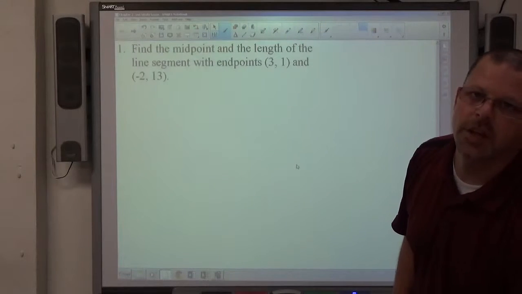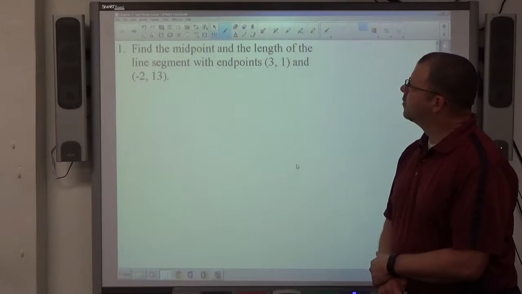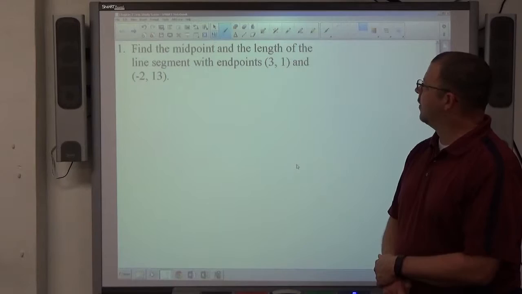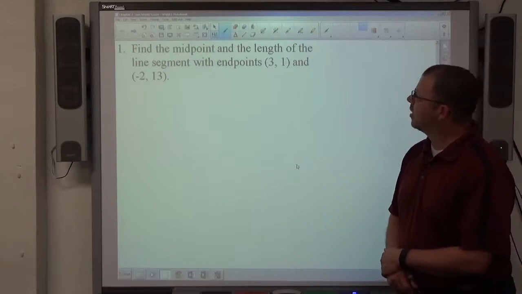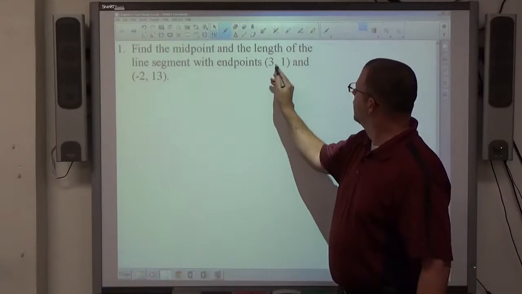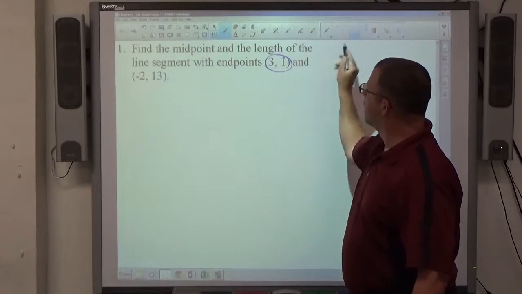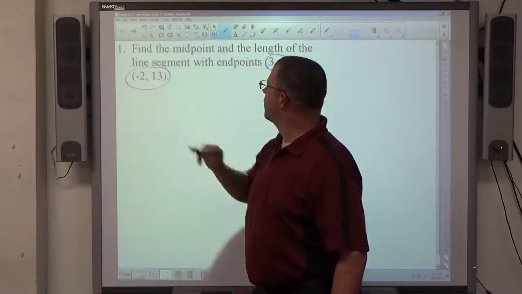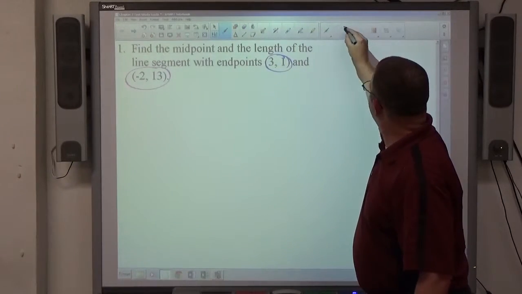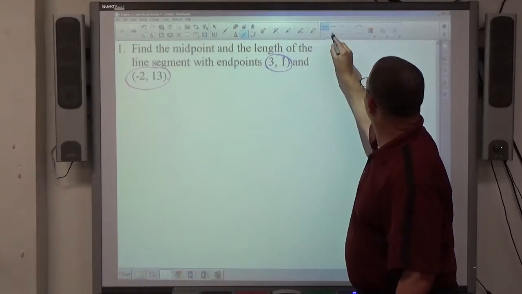Okay, the Chapter 2 test study guide for Trig. Find the midpoint and the length of the line segment with endpoints (3, 1) and (-2, 13). First off, if we do the midpoint, make it into two separate problems basically.